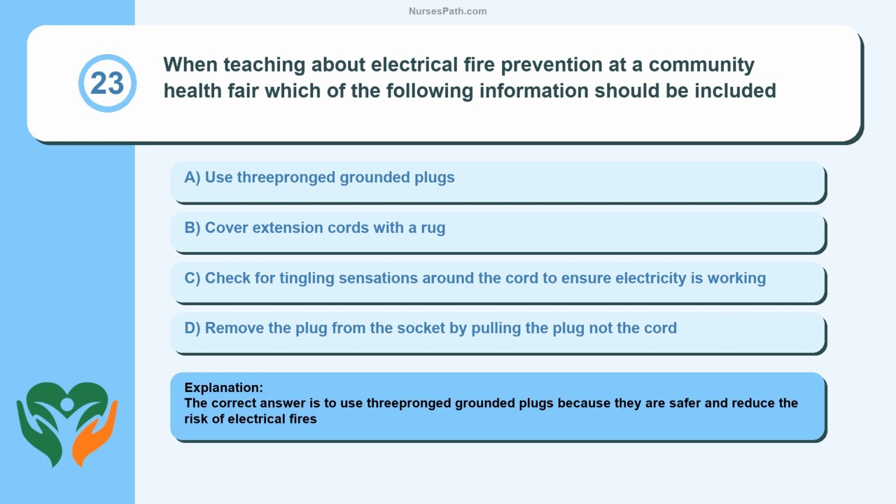The correct answer is to use 3-pronged grounded plugs because they are safer and reduce the risk of electrical fires.